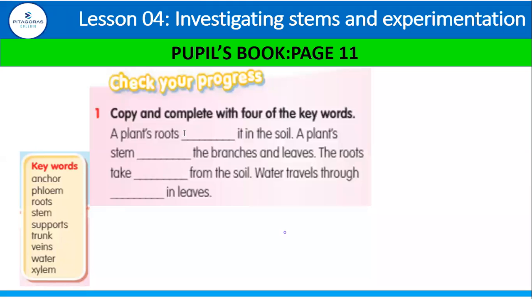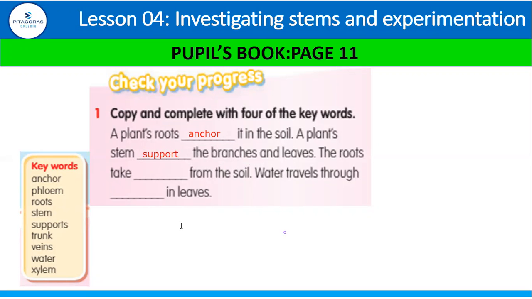A plant's roots, anchor, phloem, roots, stem, support, trunk, veins, water, xylem. Which one is the correct answer? Yes, my dear, good. Anchor, excellent. A plant's roots anchor in the soil. A plant's stem supports the branches and leaves. What is it? Strong or support? Yes, it's support. That's correct. You are doing so well.